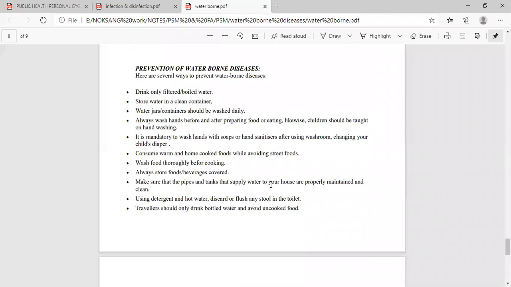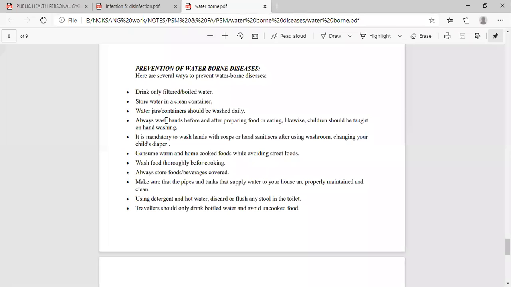And these are some of the preventive measures of waterborne diseases. How can you prevent waterborne disease? That is by drinking clean water, and also by drinking filtered water and boiled water. Because when you boil water, most of the germs are killed through boiling. So you should always drink boiled water and filtered water. And you should always store water in a clean container. You should wash the container that you store water in, and the water jars or containers should be washed daily.